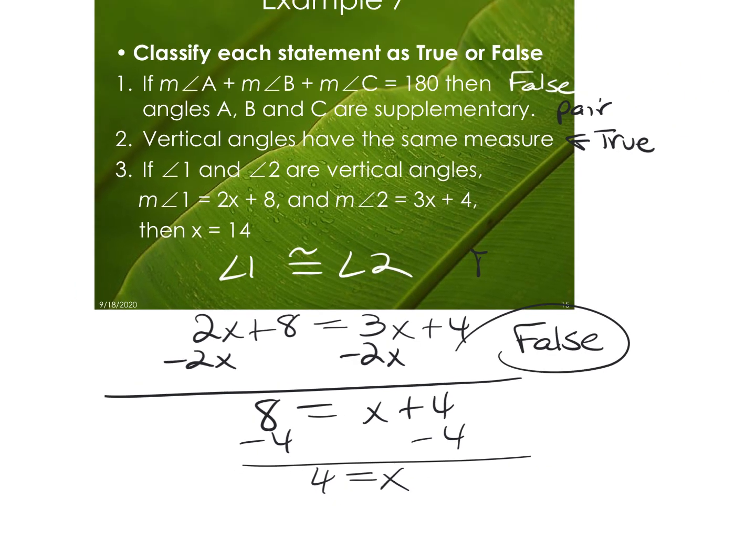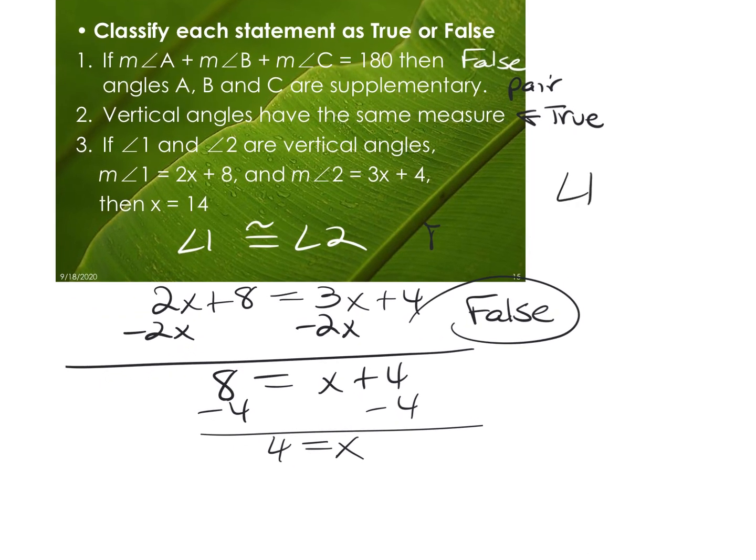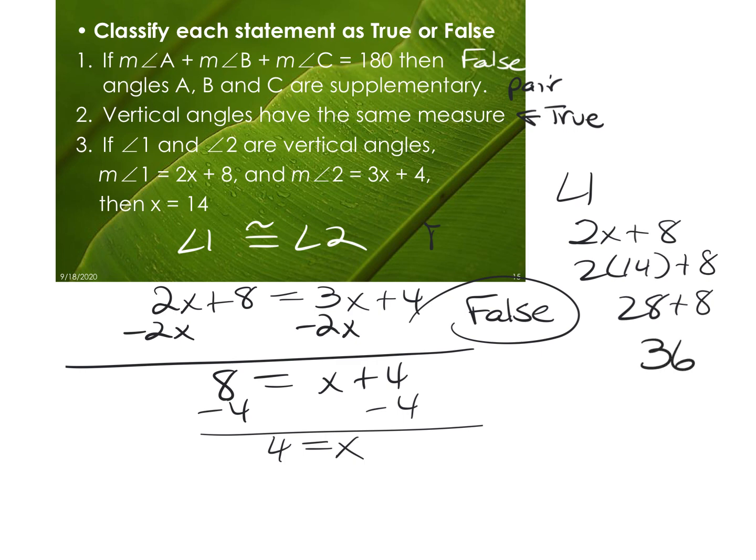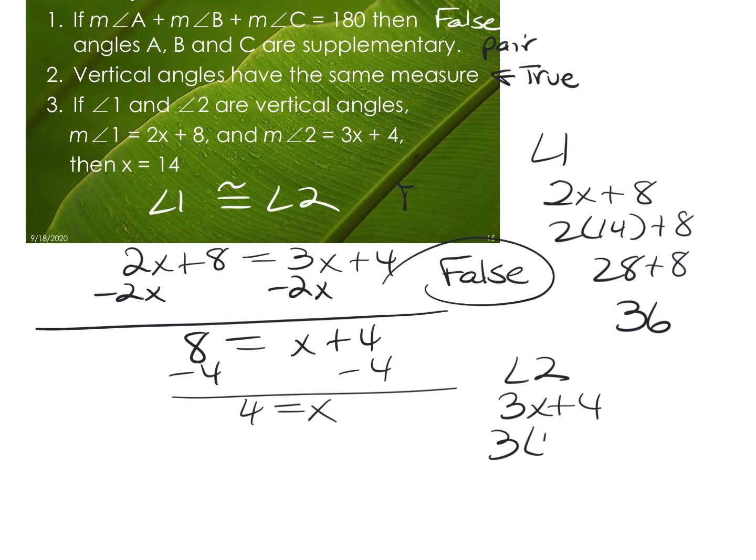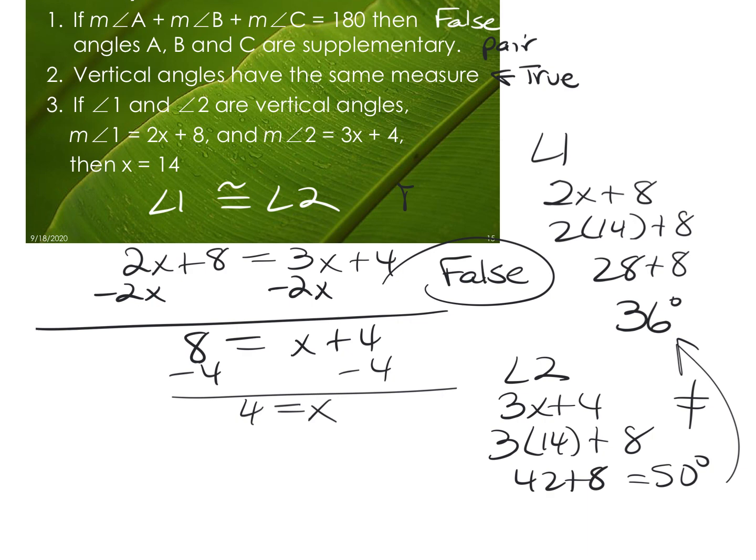The other way you could have done it is you could have taken angle 1, which was 2x plus 8. You could plug in their 14, get 28 plus 8, which gives you 36, and then do the same thing for angle 2, 3x plus 4, so 3 times 14 plus 4. If you don't get 36, you know they did something wrong. So this is 42 plus 8, so you actually get 50. Because 50 is not equal to that, we know that they did something wrong. So that was false.